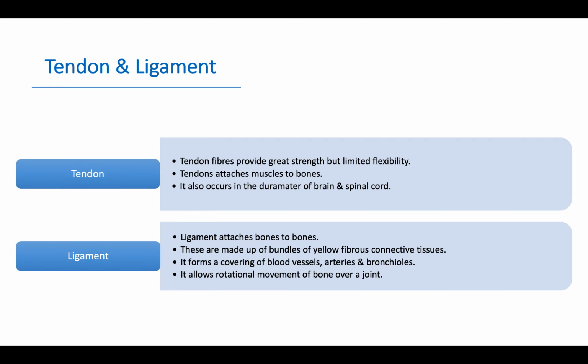Ligament. Ligament attaches bones to bones. Bones are joined to bones by the fiber-like structure called ligament. These are made up of bundles of yellow fibers, connective tissue. It forms a covering of blood vessels, arteries, and bronchioles. It allows rotational movement of bone over a joint.